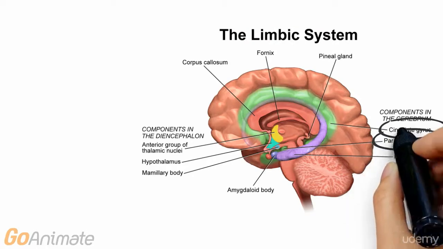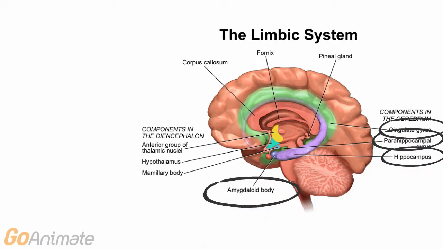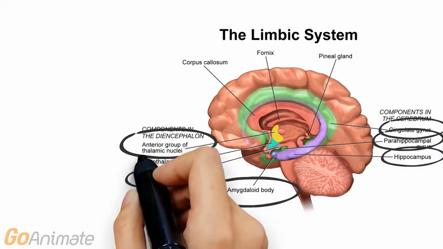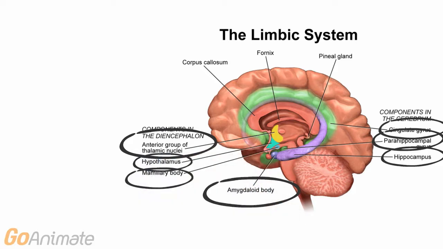The limbic system processes emotions. It includes the cingulate gyrus, parahippocampal gyrus, hippocampus, amygdaloid body, mammillary body, and parts of the thalamus and hypothalamus.